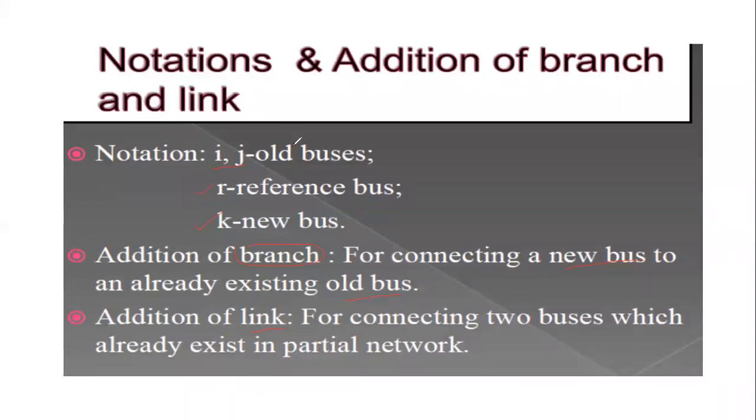These are some of the notations for formation of the Zbus building algorithm. I and J are the old buses, R is the reference bus, and K is the new bus. A branch means the element is connected between a new bus and an old bus. A link means connecting two buses, that is, two old buses. By using these notations, we can form the Zbus building algorithm.